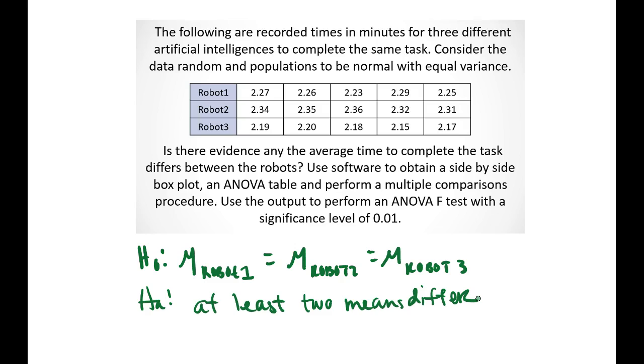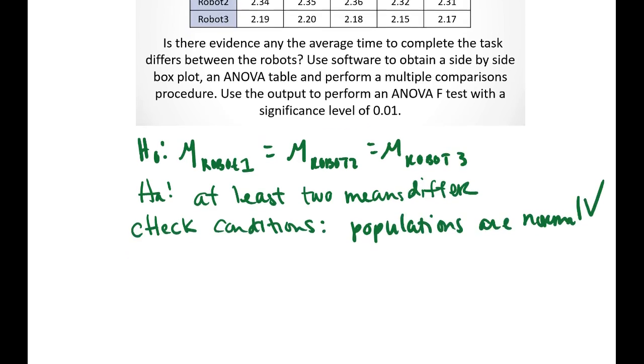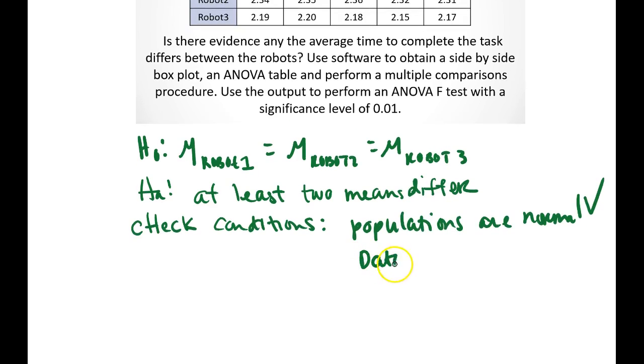So for us to perform this analysis, we should check some conditions. We need to check whether or not our populations are normal. And we have that information that's been given to us. We need to know that the data is random. And that assumption has also been made for us. And then lastly, we need to know that the variances of each group are equal to each other. So the population variances are assumed to be equal to one another.